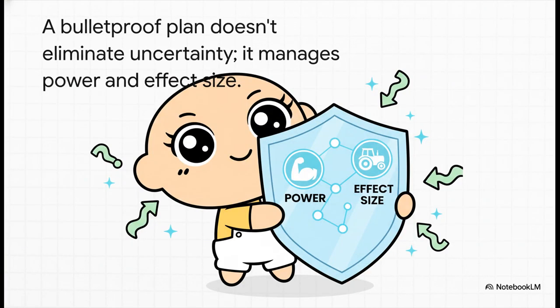You see, we have to kind of redefine what a bulletproof plan even is. It's not about having a crystal ball that predicts the future with 100% certainty. It's about understanding concepts like effect size and power, so you can design a plan that is strong, that has enough resources, and that has a really high chance of detecting a meaningful result if one actually exists. It's about managing uncertainty intelligently, not pretending you can eliminate it.